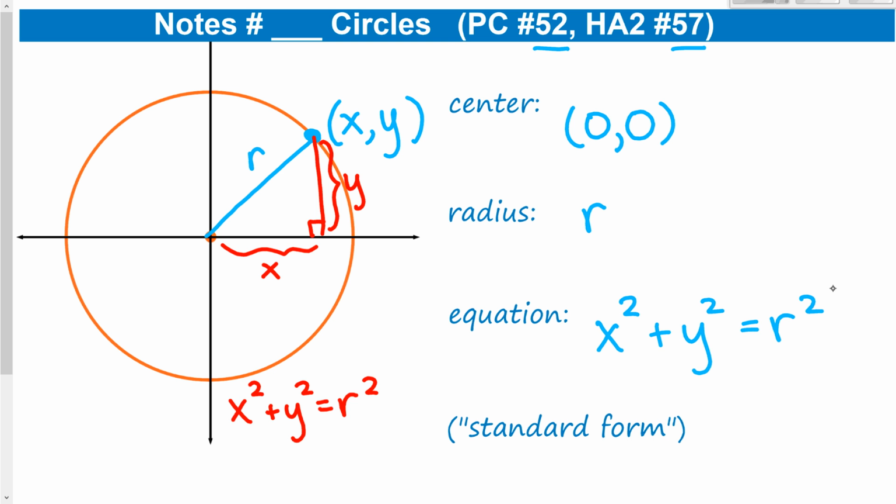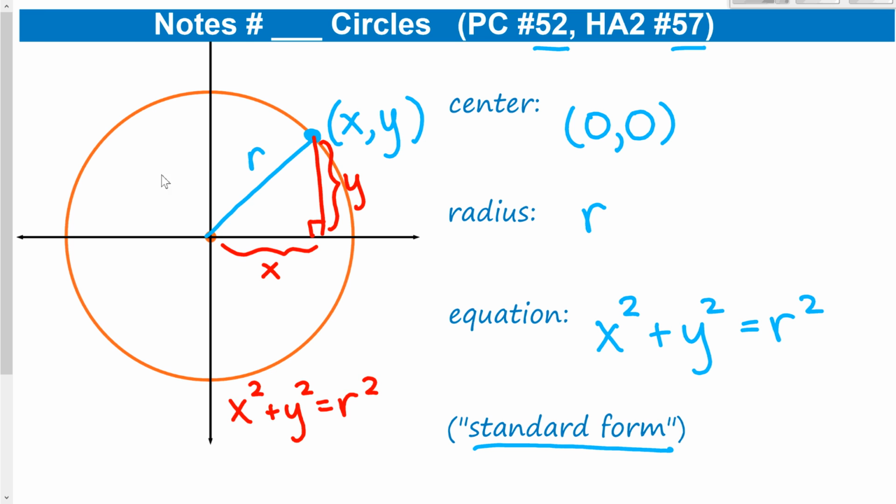The equation of something, the equation of a graph, is just a relationship between the x and y coordinates. Now when you put the equation in that form, you call it standard form. So I'm going to refer to that as standard form. We like standard form because all you have to do is look at it and you can tell what the radius is and you can tell what the center is. Now, of course, not all circles are going to have their center at 0, 0.